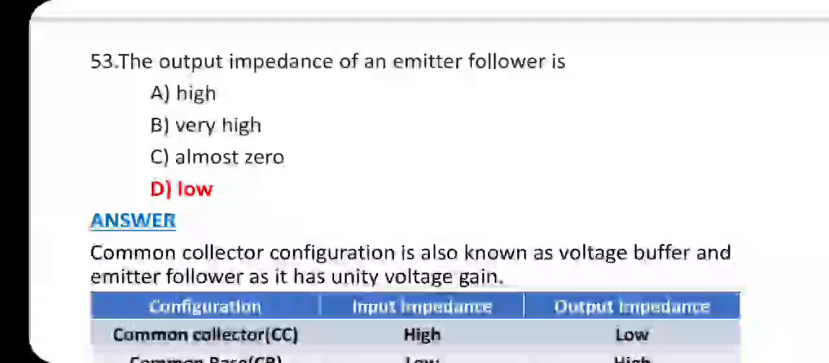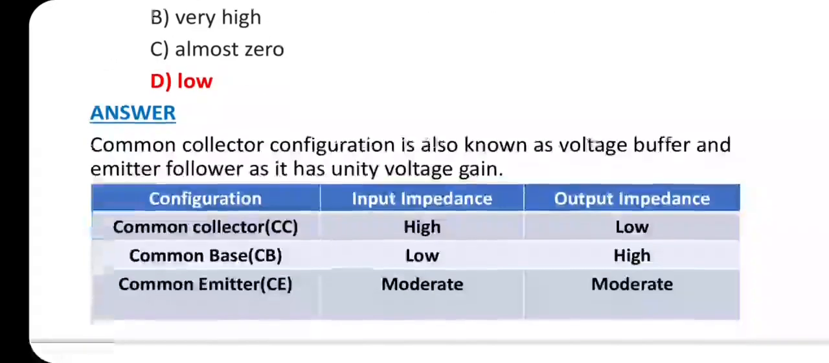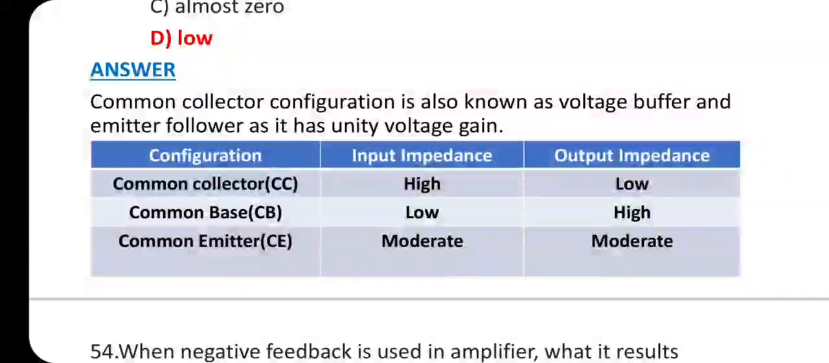Question number 53. The output impedance of an emitter follower is. Answer is option D, low. Common collector configuration is also known as voltage buffer and emitter follower as it has unity voltage gain.